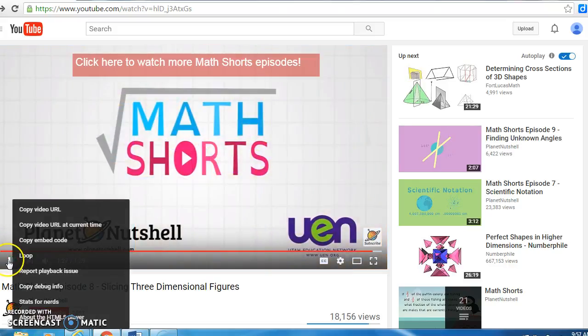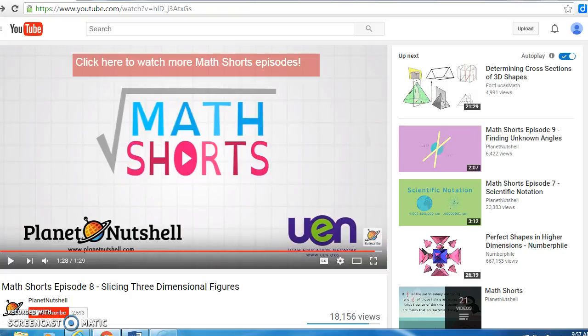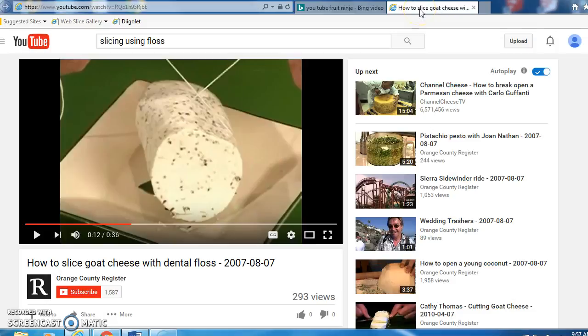So that's what we are doing today: we are going to be making three-dimensional shapes. We are going to make those out of clay, and then you are going to be cutting them. But instead of using a samurai sword or even a knife, we are going to be using dental floss. Here's an example of a three-dimensional shape, a cylinder that's on its side. This cylinder is actually a cylinder of goat cheese, which is very similar to the consistency of clay.